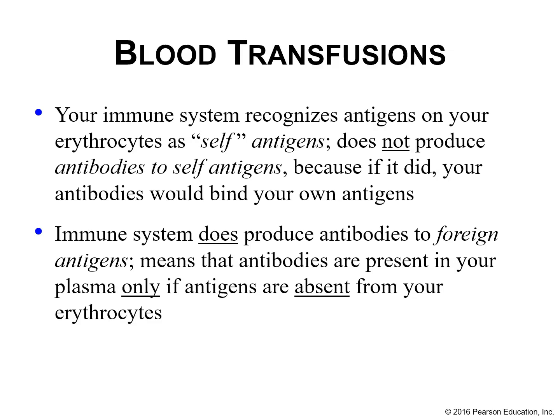Remember, in blood transfusions, your immune system recognizes antigens on your red blood cells as self-antigens and does not produce antibodies to self-antigens. Because if it did, your antibodies would bind your own antigens. Your immune system does produce antibodies to foreign antigens. That means antibodies are present in your plasma only if antigens are absent from your red blood cells. And this is basically produced in the early embryo.